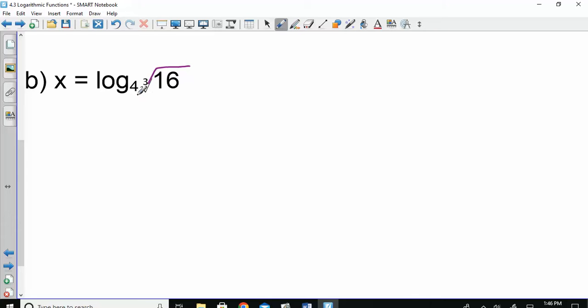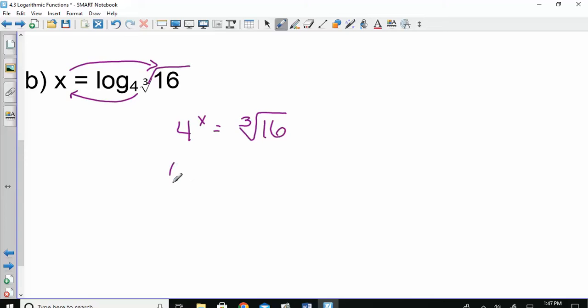If you don't see anything else, we can always change it to exponential. 4 to the x equals the cube root of 16. Right, this is an exponential equation, which means we have to be able to get a common base. So what could I do?